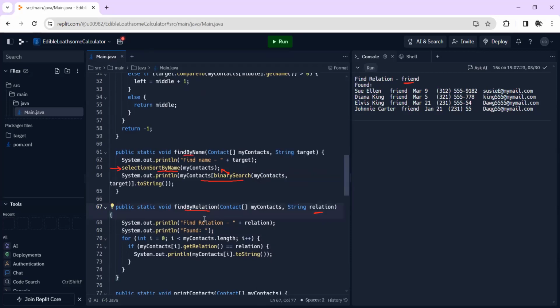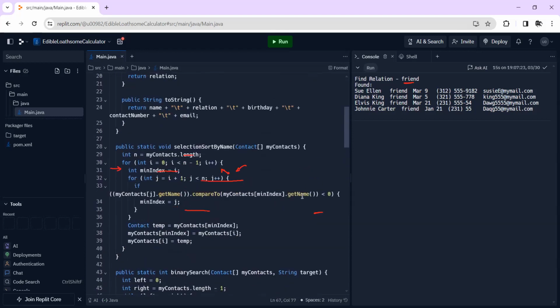Yes. So just now, I would like you to only do the selection sort by relation, and then you can proceed to do this binary search as homework, and maybe I can check it tomorrow. Okay? So just do this selection sort by relation instead of by name. I think it should be easy, right? Yes.